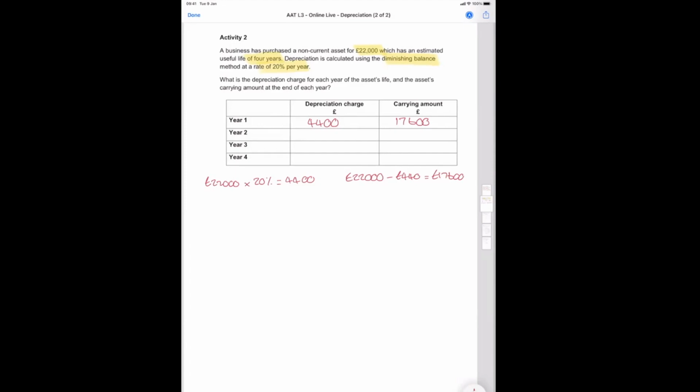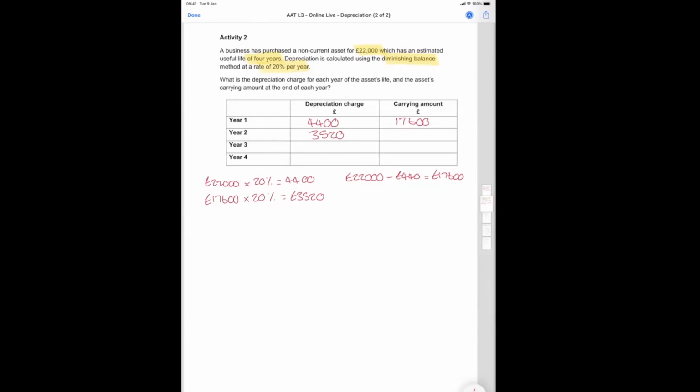Now we're at year two, okay, and we're still using the same rate of 20% per year. However, the 20% is always applied to the carrying amount. So for the first year we had to use the at cost. This time for year two, we're going to use the carrying amount of 17,600, and we're going to times this by 20%. This will give us a depreciation charge of 3,520. So we can put that in our year two box there.